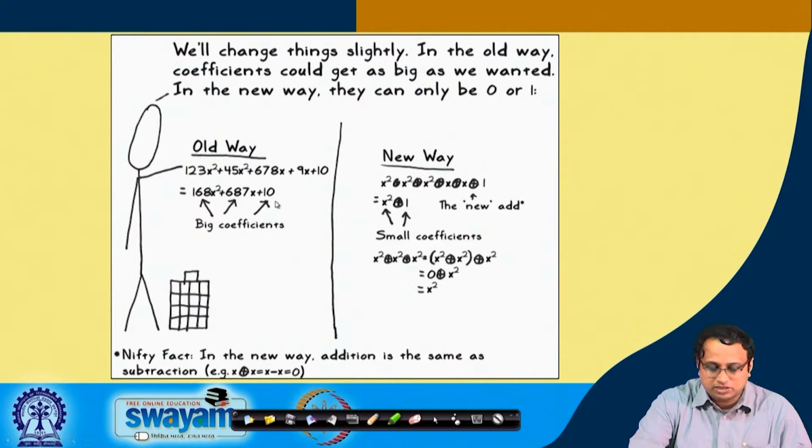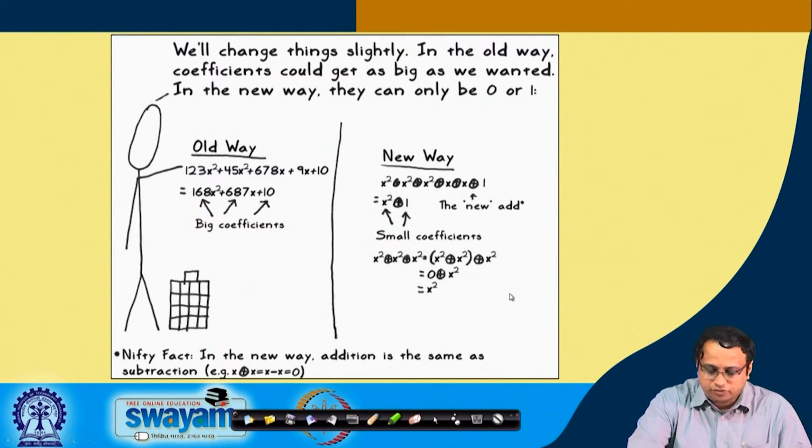But in the new way, when you are doing these computations, you have to reduce these coefficients in GF2. That means if you apply it here, then 168 will be 0 because that's an even number, 687 will be odd, so it is 1, and likewise 10 will be 0. Therefore you will be left with only x.